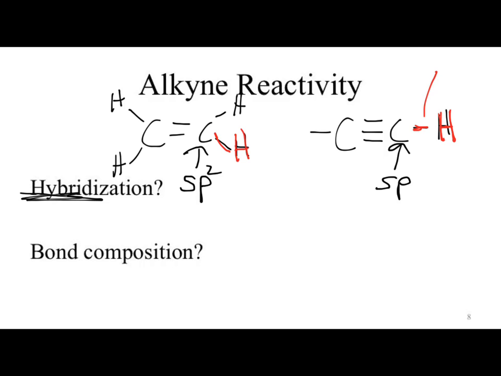What bonds or what orbitals are involved in making that bond? We get an sp hybrid from the carbon, and from the hydrogen we get an s. What do we get in this bond? You get an sp2 hybrid from the carbon and an s from the hydrogen. Why does that matter? What's the difference between the s and the p orbital?